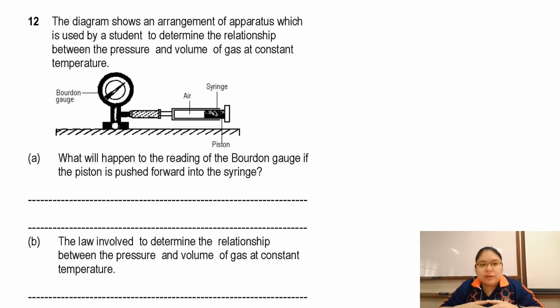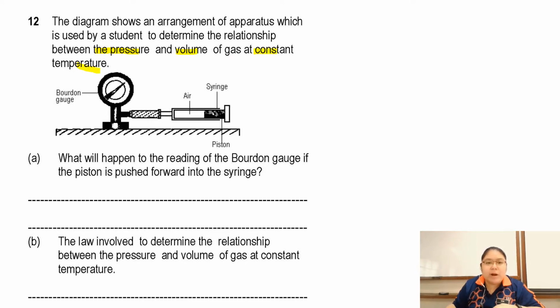So we start with question 12. Okay, let's see question 12. The diagram shows the arrangement of the apparatus used by the student. They want to determine the relationship between the pressure and the volume. So pressure and volume is Boyle's law. From here, we highlight first what they want: the pressure and the volume of the gas at constant temperature. So this one is Boyle's law.